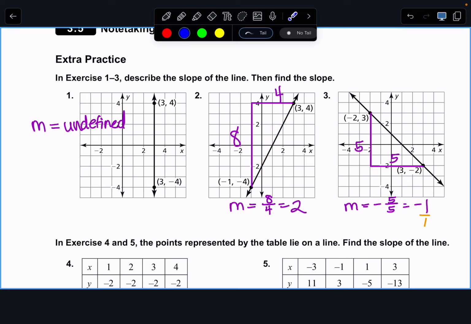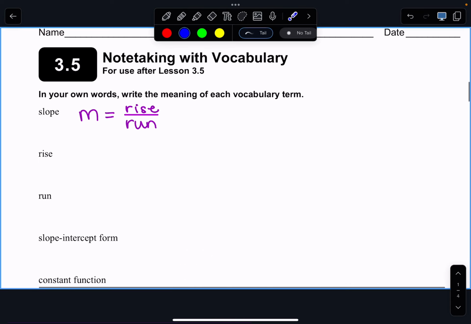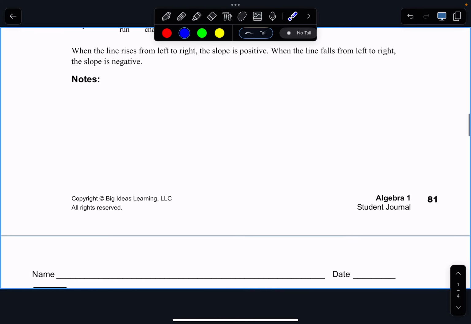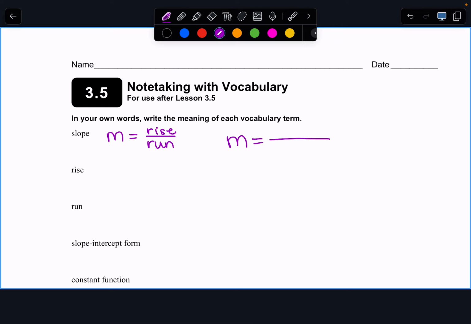Okay. Now, what if we don't have a graph? I want you to go back, and I'm sorry, I want you to go back to page 81. Also, I don't know why M is slope. Just roll with it. M is slope. If we don't have a graph, we are not going to graph them. We are still going to do rise over run.